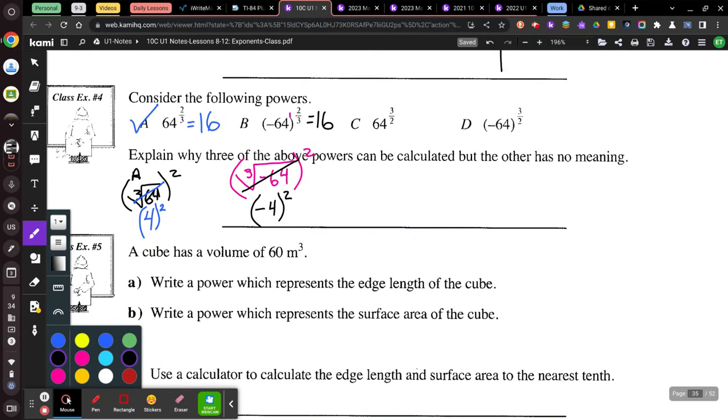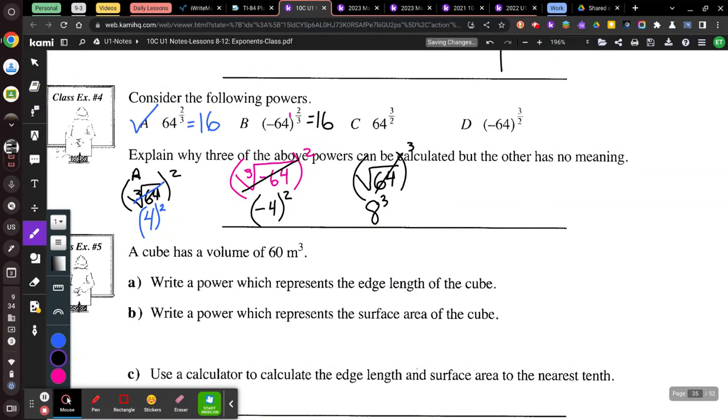So A and B so far got me the same answer. Let's take a look at C. If I take the square root, converting it to root form, square root 64 all cubed. Can I take the square root of 64? You bet. I can get 8 cubed. Can I solve 8 cubed? Yes. You can get 512. So this guy solves.